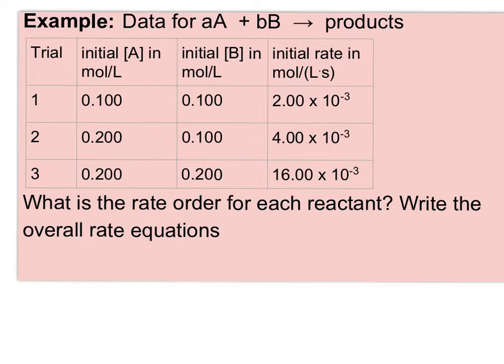So if doubling A doubles the rate, that's said to be first order. The effect on A is the same as the effect on the rate. It's a linear or one-to-one relationship. So I'm first order for reactant A. Between trial 2 and 3, the concentration of A remains the same, but the concentration of B doubles. And now when I look at the effect on the rate, it has quadrupled. So now this is said to be second order in B.